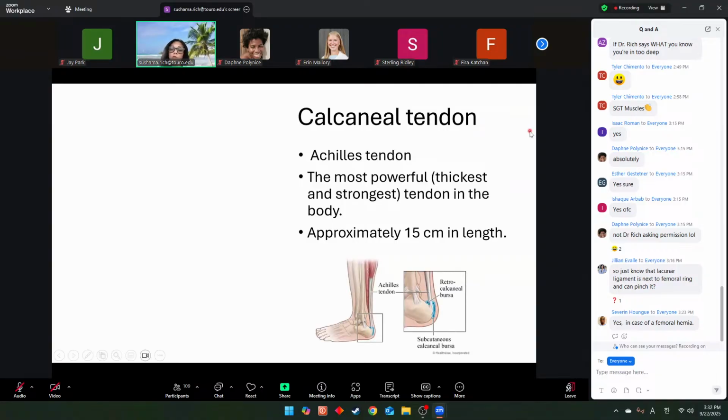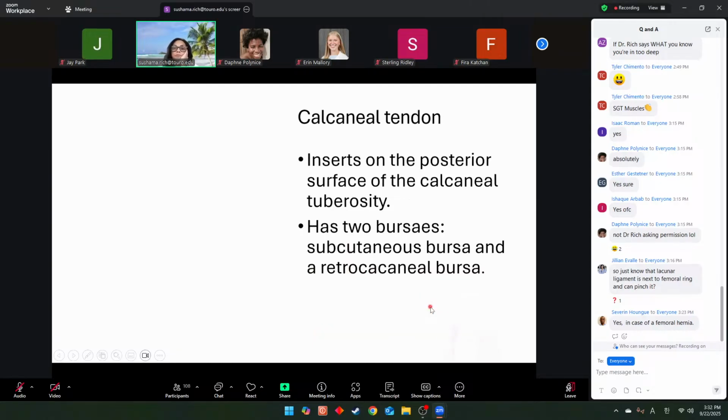Calcaneal tendon: you know about the bursae. These bursae are very commonly inflamed. The bursa that is superficial is called the subcutaneous calcaneal bursa. The deeper one, between the Achilles tendon and the calcaneus itself, is called the retrocalcaneal bursa because it's behind the calcaneus, between the calcaneus and the Achilles tendon. This one gets inflamed very commonly in runners, so you get pain along the back of the leg, inflamed, red, all of that.